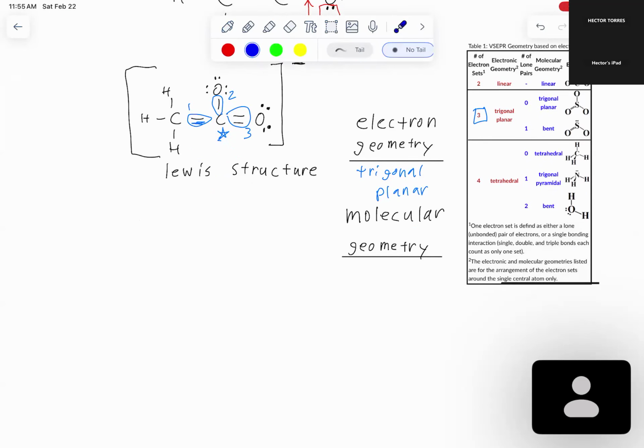Now, for molecular geometry, what we need to find out is how many lone pairs there are around that atom. Looking at our carbon, we can see that there are no lone pairs here. So due to that, it is still trigonal planar.